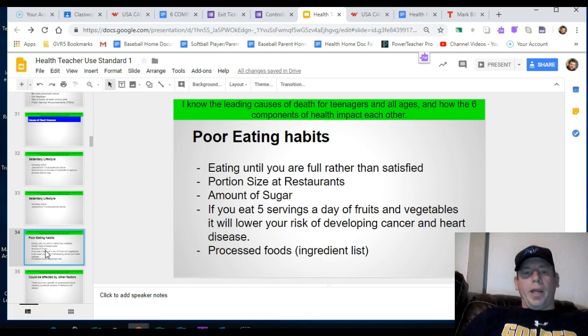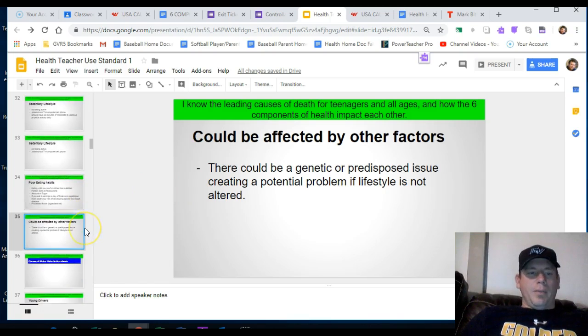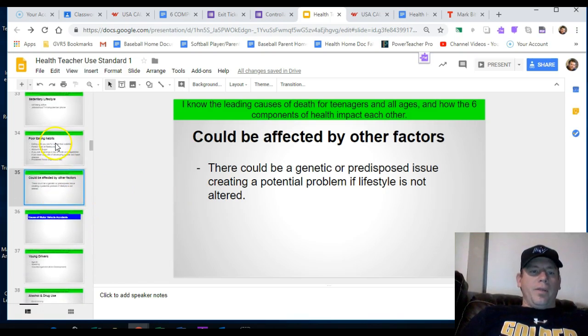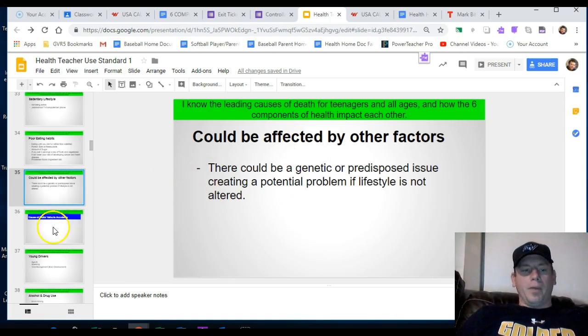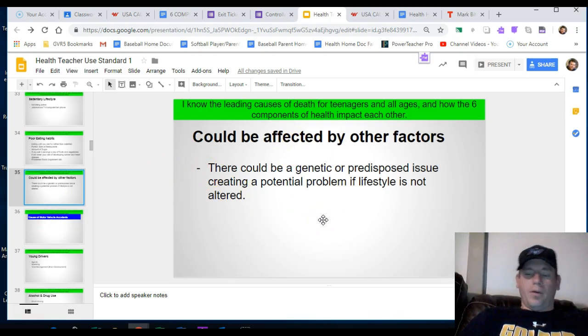Obviously the second is poor eating habits. Eating until you're full rather than satisfied is a major contributor to this, but really a lot of the processed foods and the way that we eat, the easy access to it, all of that's obviously there. And then the last thing is it could be other factors, and we'll get into how some of that may relate to the six components of health. But there could be other things that are contributing to weight gain and lack of physical activity. It could even be an injury or something like that.